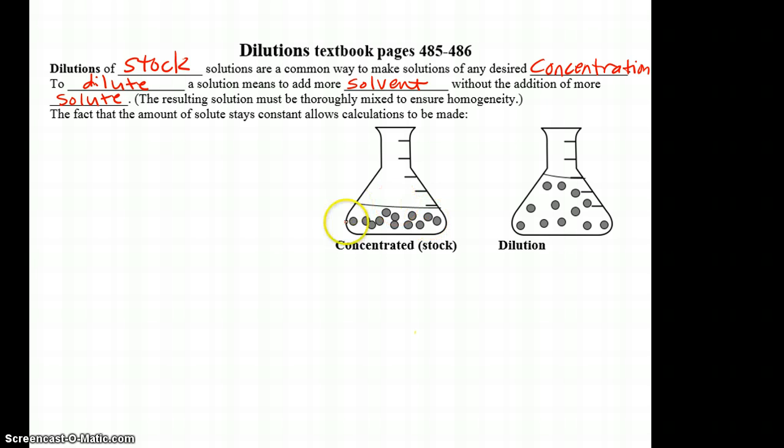So if we go from a concentrated stock solution to a dilution, if you notice in the picture, we have 1, 2, 3, 4, 5, 6, 7, 8, 9, 10, 11, 12 solute particles in our stock solution. The volume changes up here, but if we count those particles again, we have the same number of solute particles, 12, in our dilution.